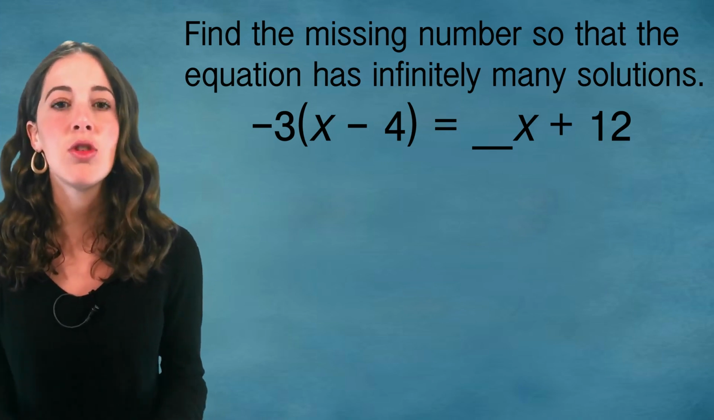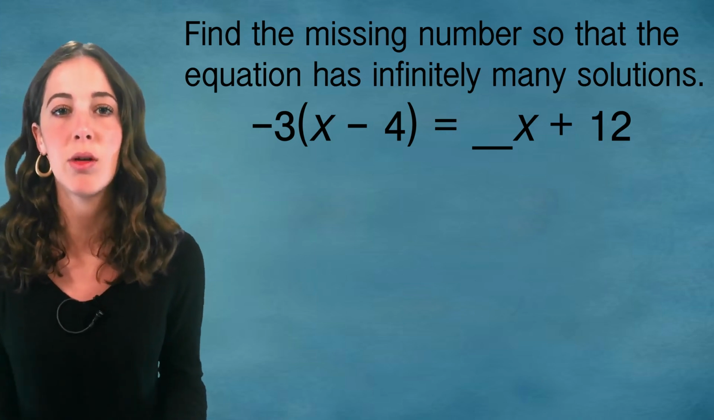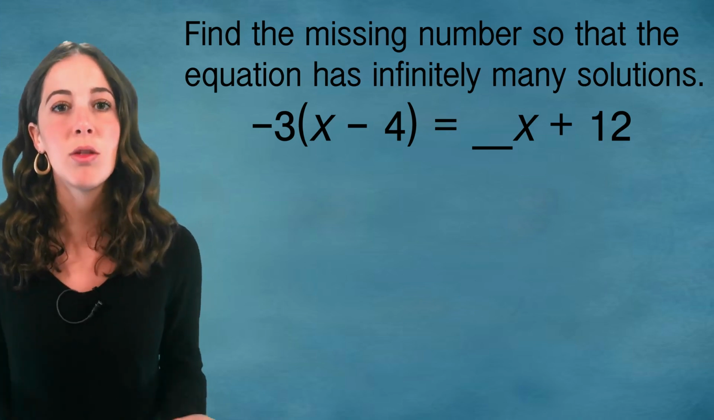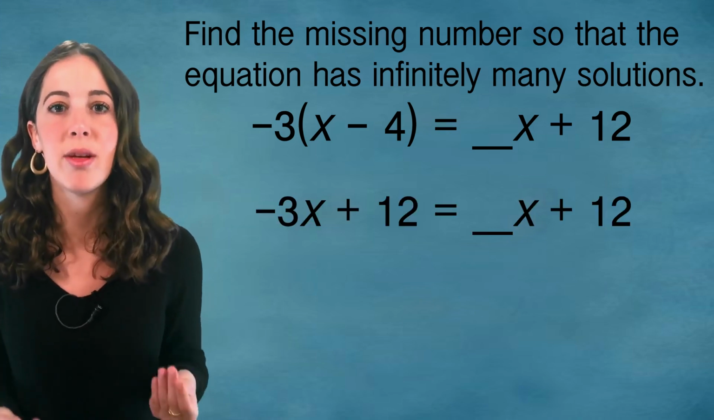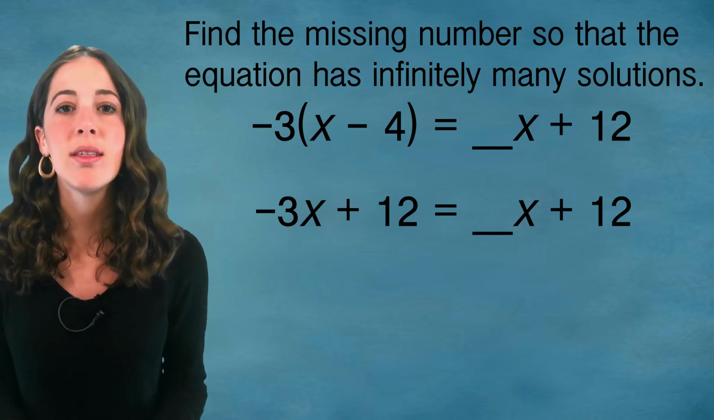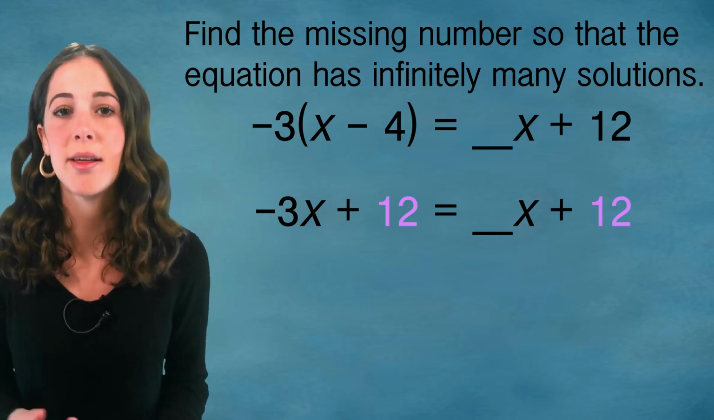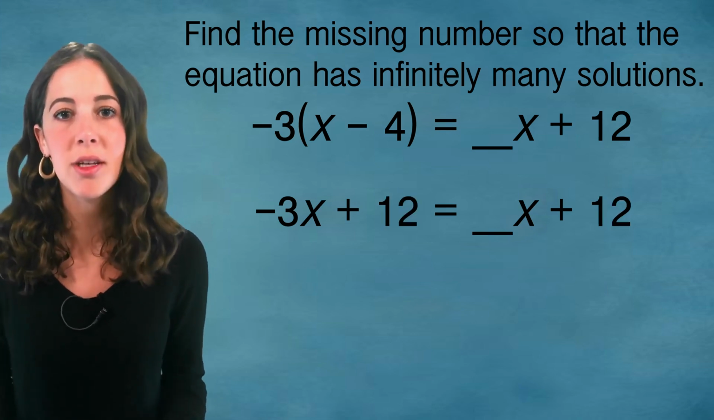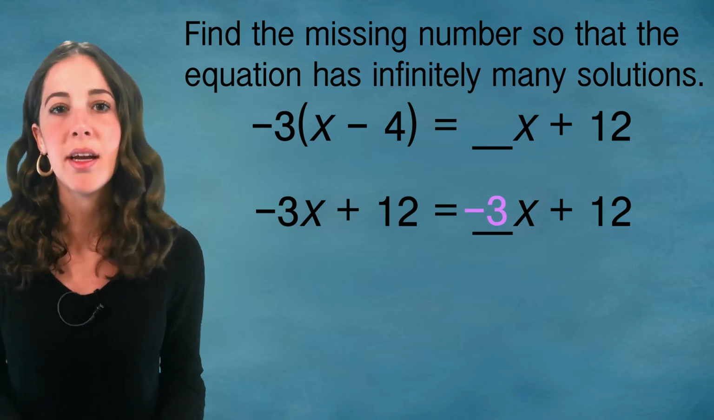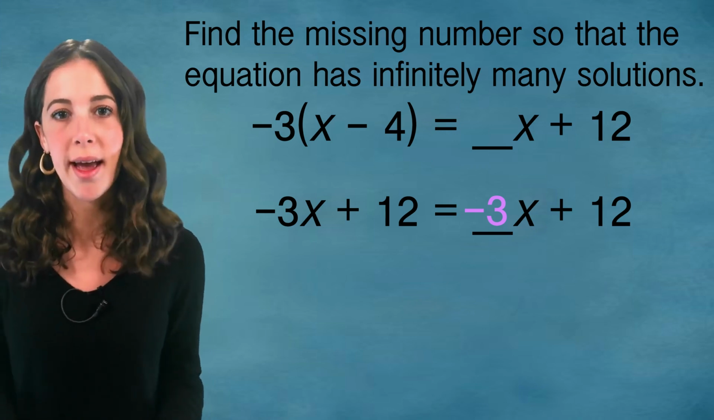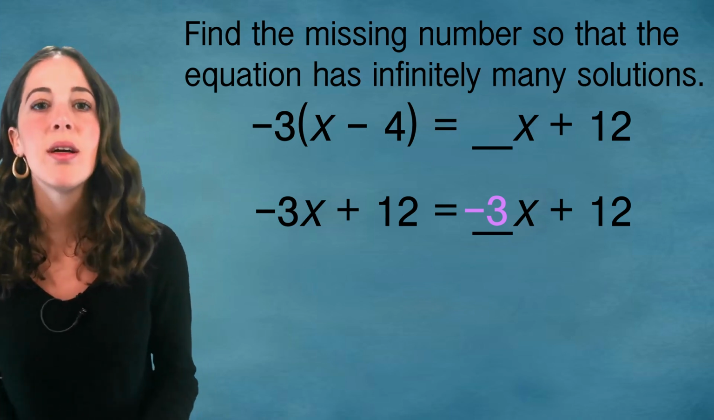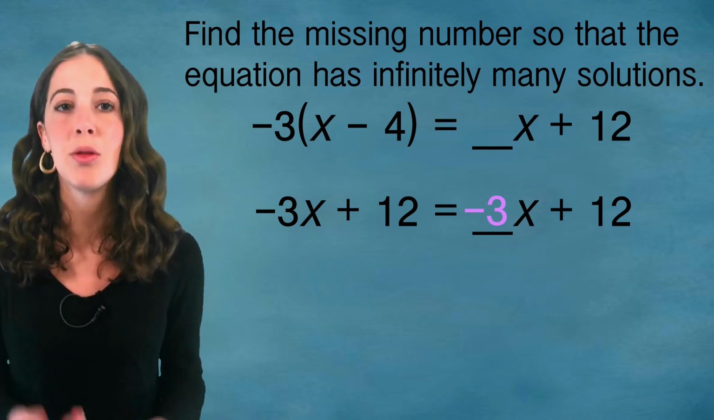To start, we can distribute our negative 3 on the left-hand side of our equation by multiplying negative 3 by each term inside of our parentheses. Once we do this multiplication, we get negative 3x plus 12 equals blank x plus 12. At this point, we can see that our constant terms are already identical as 12. To make our variable terms match, we simply add in a negative 3 on the right-hand side so that our equation reads negative 3x plus 12 equals negative 3x plus 12. I know this equation will have infinitely many solutions because our constant terms and our variable terms both match.